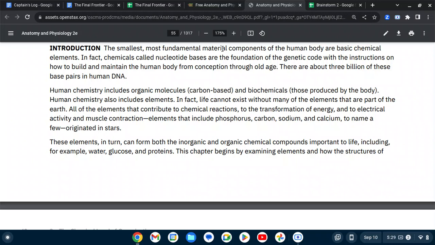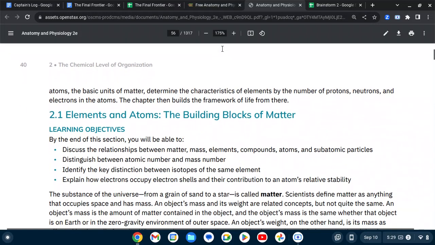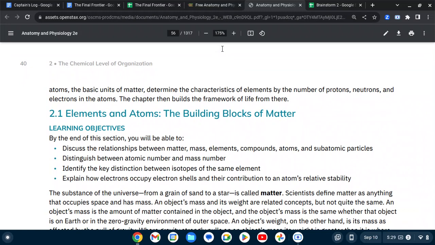to chemical reactions, to the transformation of energy into electrical activity and muscle contraction. Elements that include phosphorus, carbon, sodium, and calcium, to name a few, originated in stars. These elements, in turn, can form both the inorganic and organic chemical compounds important to life, including, for example, water, glucose, and proteins. I'm going to quiet down just a little bit, so I'm going to move this a little closer to me. There we go. This chapter begins by examining elements and how the structures of atoms, the basic units of matter, determine the characteristics of elements by the number of protons, neutrons, and electrons in the atom. The chapter then builds the framework of life from there.